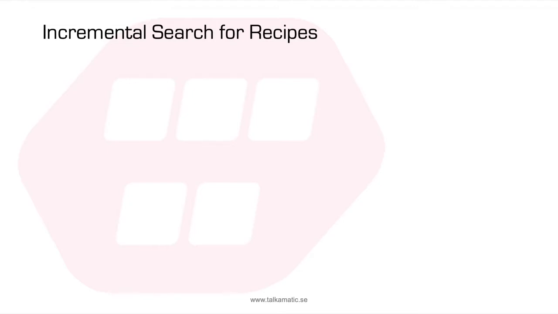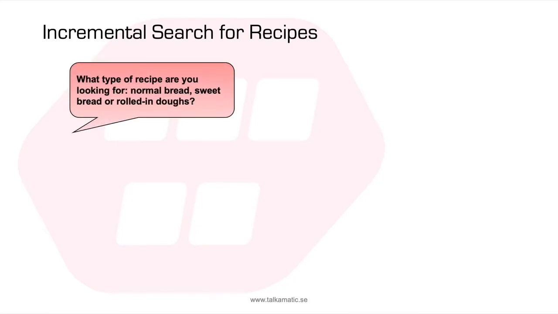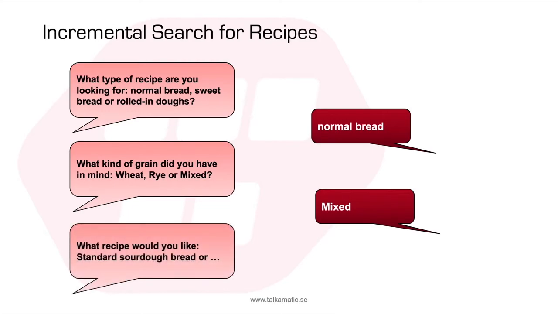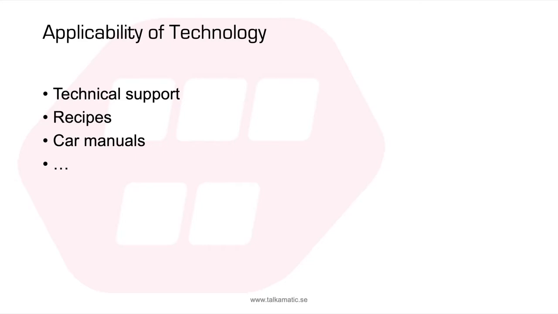Is it mixed flour? And you could use as many of these features as you like, but in this concept we only use two. So what kind of recipe are you looking for? Normal bread. What kind of grain did you have in mind? Mixed. And then it gave me a selection of recipes matching these criteria. And this is built into TDM. You specify the features, you specify in what order they should be asked, and then the rest just happens.